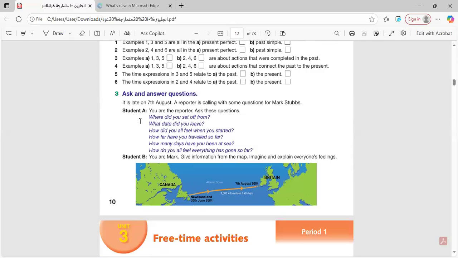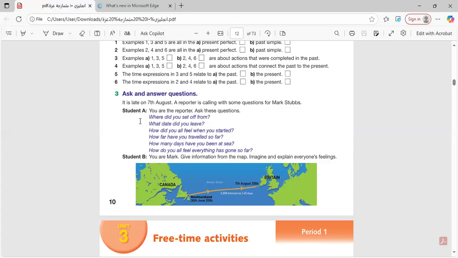Ask and answer questions. It's late on 7th August. A reporter is calling with some questions for Mark Stubbs' team. You are the reporter. Ask these questions, okay? So if you see here, guys, this map, we have all the information here. So what do we need, guys, to look at the information and answer the questions, okay? Let's see. Where did you set off from? Set off means begin or start your journey. Start, okay? So this reporter is talking to Mark Stubbs. He is the leader of the team who started the trip from Canada to Britain, okay?